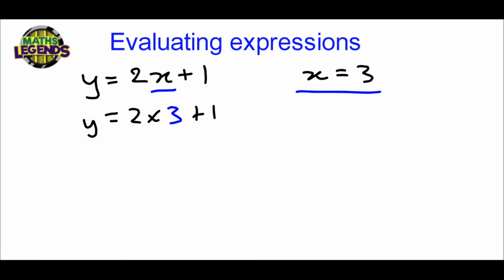Then we simplify. So now y equals, now using BODMAS maths, we always do the multiplications before the addition. So 2 times 3 is 6, plus 1. Then we simplify again. y equals 6 plus 1, which is 7. So y equals 2x plus 1 when x is equal to 3, then y equals 7. Let's look at another example.